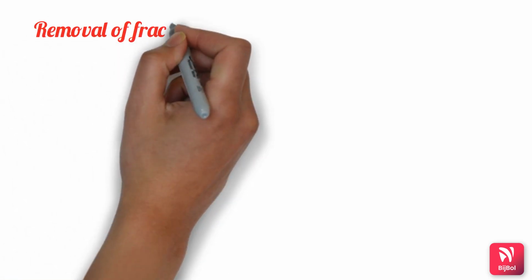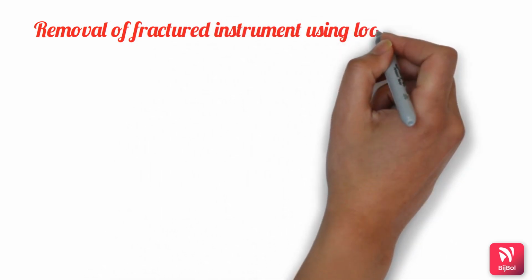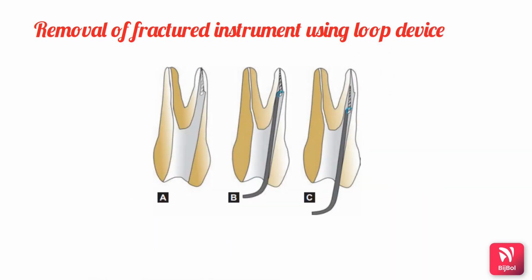If you see the wire loop technique, it consists of burs, ultrasonic tips, and loop devices for removal of broken instruments. Before removal of the fractured instrument, the canal should be enlarged so as to gain straight line access and exposure of the instrument. For this, the Gates-Glidden drill or greater taper files can also be used. Once the file is exposed, remove it using the loop device. So that's how the instrument retrieval procedures are done.